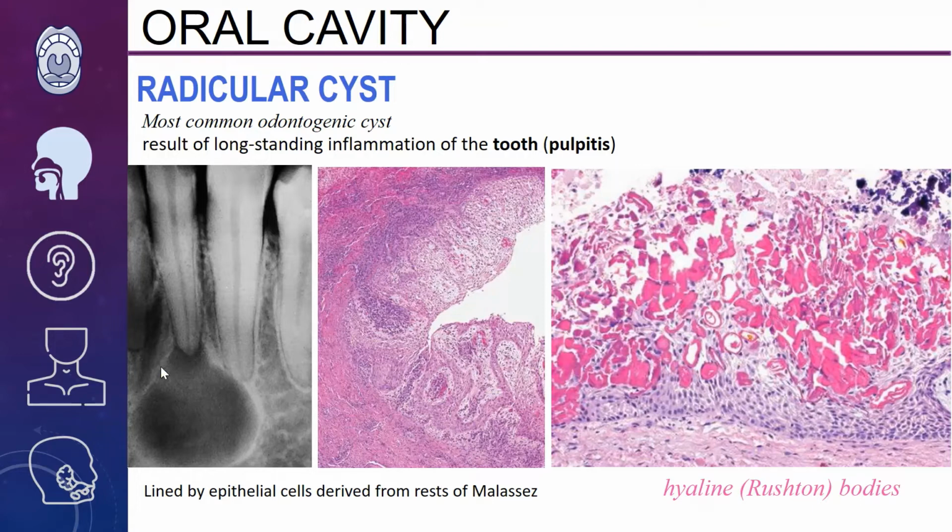Radiographically, periapical cysts present as a well-circumscribed radiolucency at the apex of the affected non-vital tooth. Histologically, the cysts are lined by stratified squamous epithelium derived from the rests of Malassez. Ulceration is common, and if present, it may exhibit metaplasia, calcification, or hyaline or eosinophilic material called Rushton bodies.